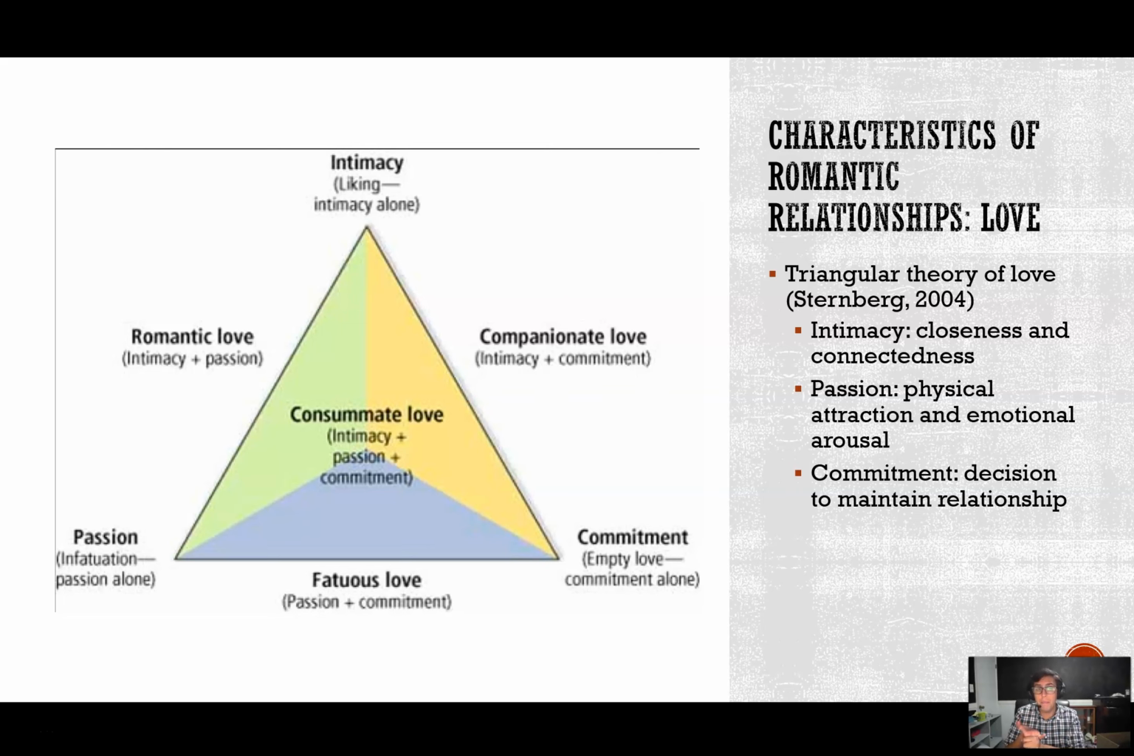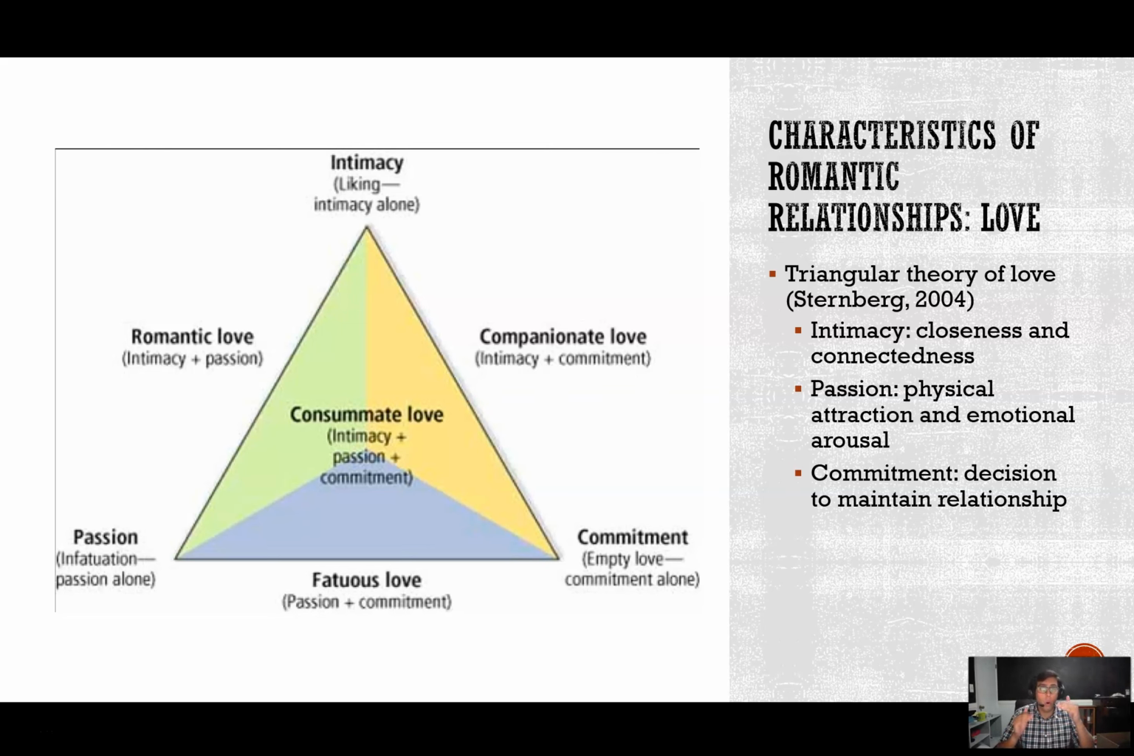We start with some of the characteristics of romantic relationships, and we start with love. Love is best defined through the Triangular Theory of Love by Sternberg. There are three basic parts of love: intimacy, which is closeness and connectedness; passion, which is physical attraction and emotional arousal; and then we have commitment, the decision to maintain the relationship.